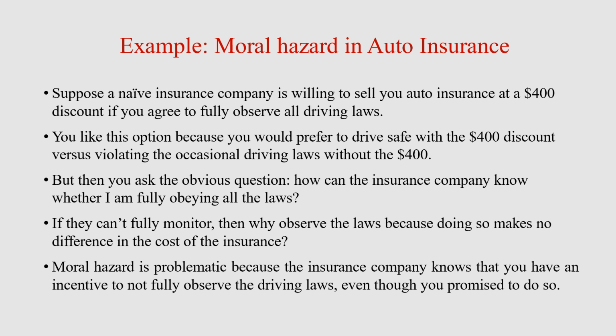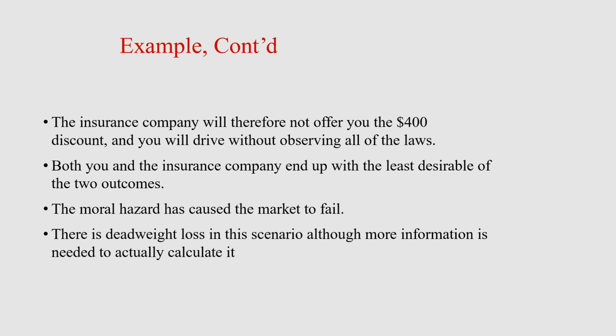But then you ask the obvious question: how can the insurance company know whether I'm fully obeying all the laws? If they can't fully monitor, then why observe the laws, because doing so makes no difference in the cost of insurance? So then moral hazard becomes problematic because the insurance company knows that you have an incentive to not fully observe the driving laws even though you promised to do so. So the insurance company will therefore not offer you the $400 discount, and you will drive without observing all of the laws, which is inefficient.